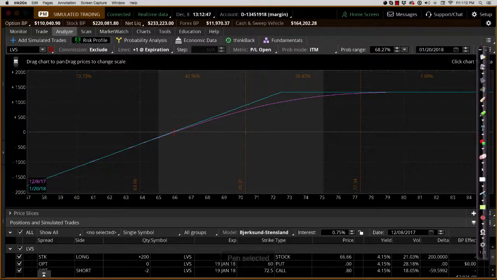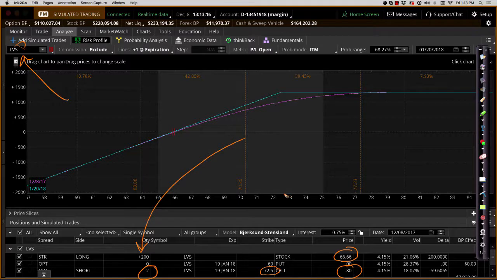You'll notice this is Las Vegas Sands, LVS, and this is a stock that I actually wound up buying off of a trade adjustment. In this example, again, virtual account here, I got 200 shares and have sold two calls. We own the stock at $66.66 and have promised to sell the stock at $72.50 and got paid 80 cents to do so. So that's where it caps the gains, at $72.50.